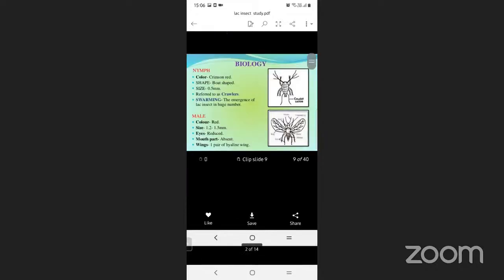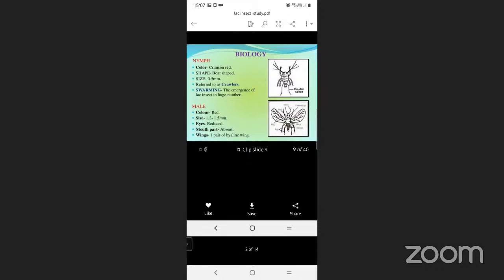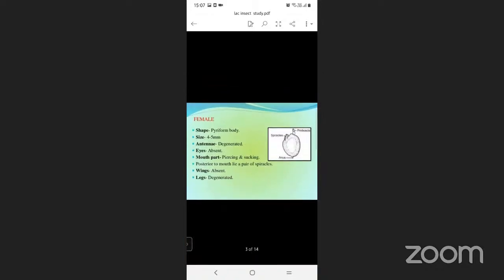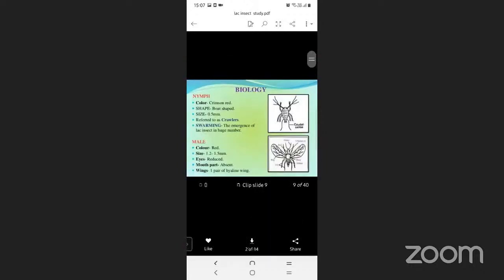So the male, after they achieve the adult stage, will be red in color and the size will increase up to 1.2 to 1.5 mm. Eyes reduced, mouth parts will be absent, and one pair of hyaline wings will be present. If we see the female body, like this it will be. The male body is like this. So the nymph, male and female.